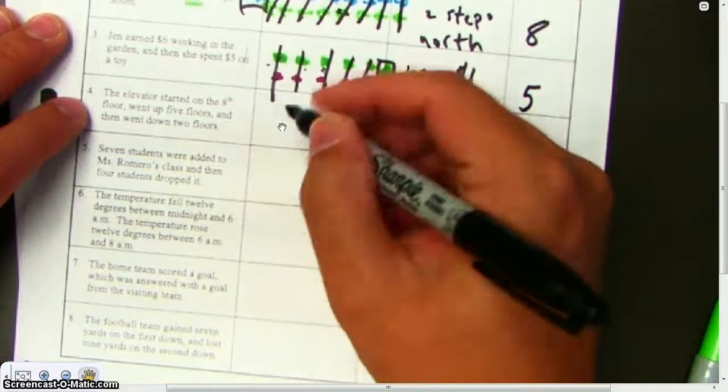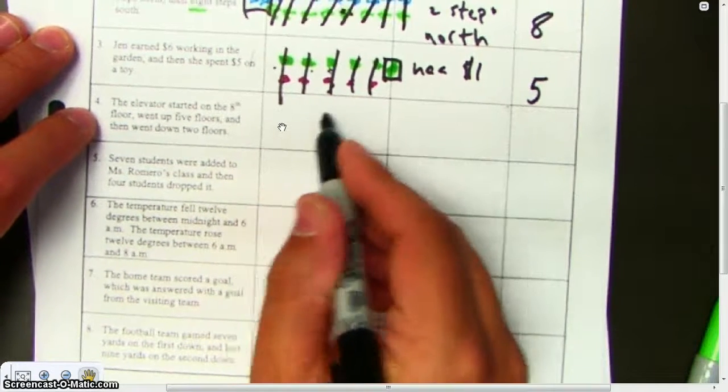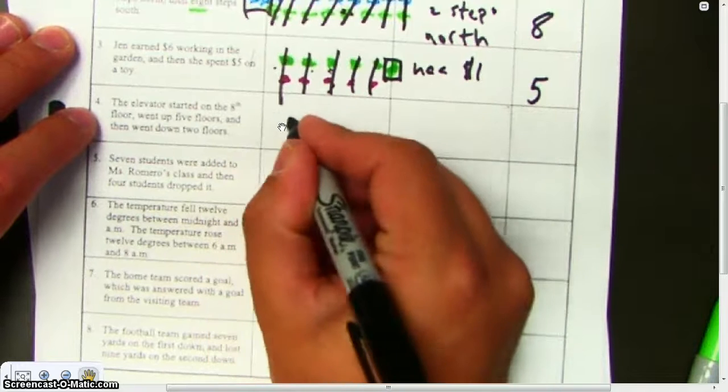All right, so we're not going to go through every example. Let's do one more though. The elevator started on the 8th floor. So instead of starting at 0 where we normally start, we're starting at the 8th floor.